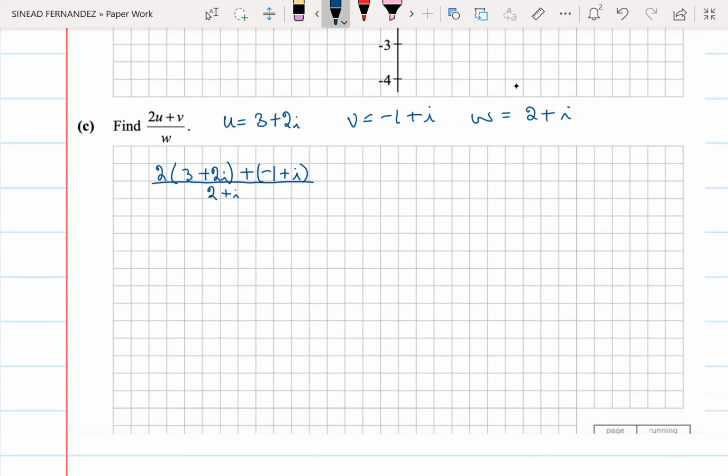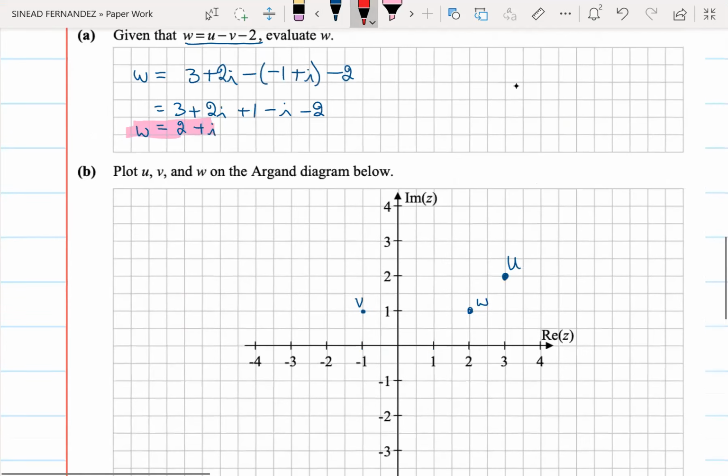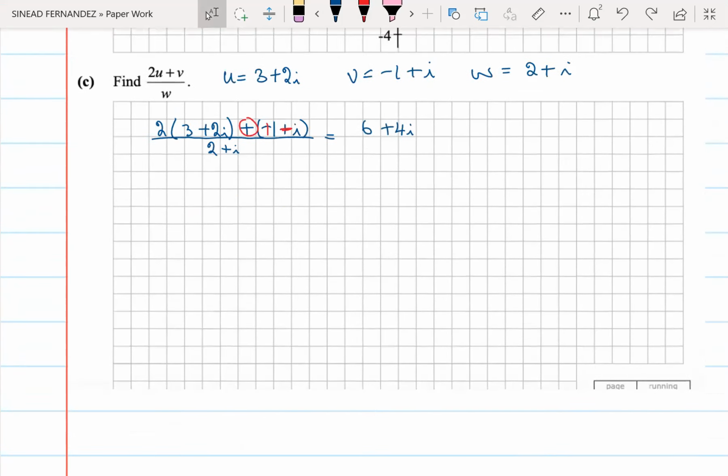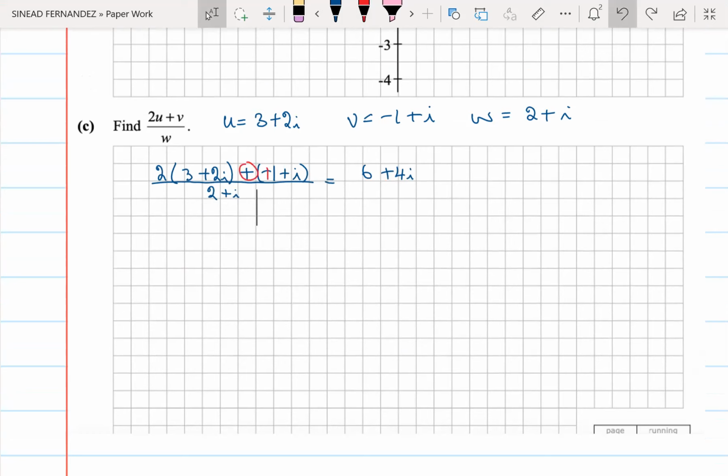Okay, let's do the top line first. 2 by 3 is 6. 2 by 2 is 4i. Now, because it's a plus outside the brackets there, that won't change. It's only if this is a negative. If that was negative, it would change the signs inside, changing that to a plus and that to a negative, like we did up here, where there was a minus outside the bracket. But in this case, there's a plus outside the bracket, and when there's a plus outside the bracket, it does not change what's inside the bracket. So you're just left here with -1 plus i.